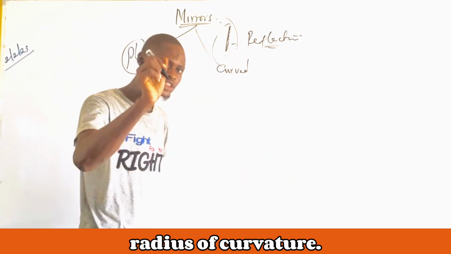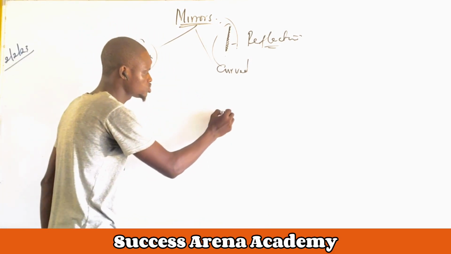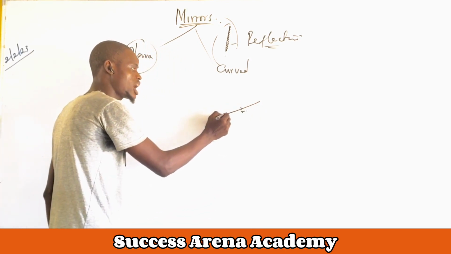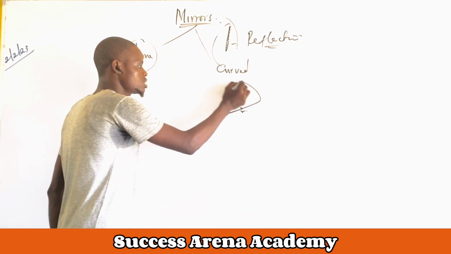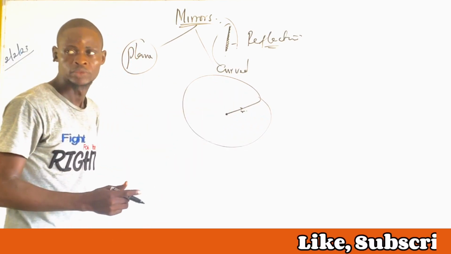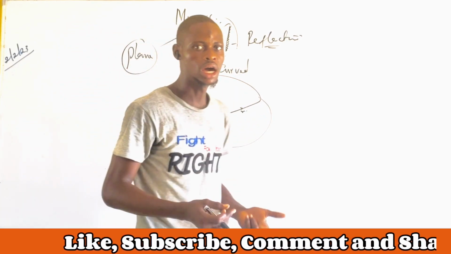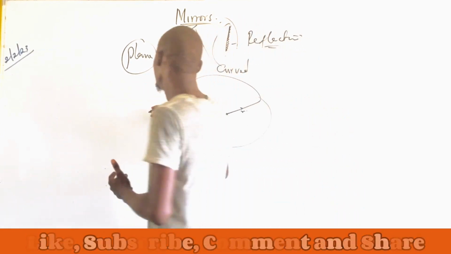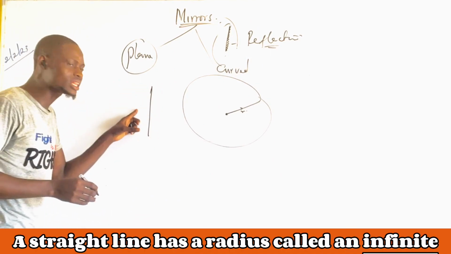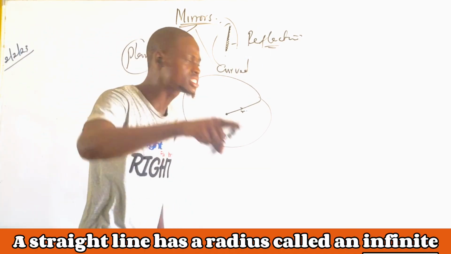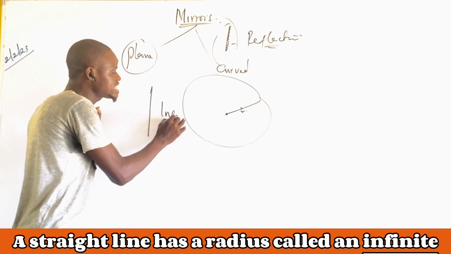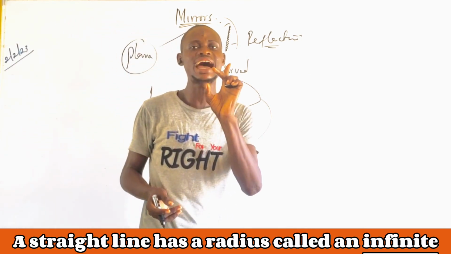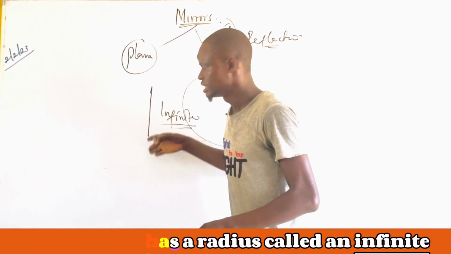Let me give you something about radius of curvature. If I want to draw a circle, it must be drawn with a radius. Perhaps this is the center of the circle. I can draw the circle with this radius that will formulate the circle. So every circle must have a constant radius. Now, all curved mirrors are drawn with a radius. But a plane mirror is always something straight like this. A straight line also has a radius, but the kind of radius that it has is what we call an infinite radius. That's how we say a plane mirror is a mirror that has an infinite radius of curvature. That is for a plane mirror.